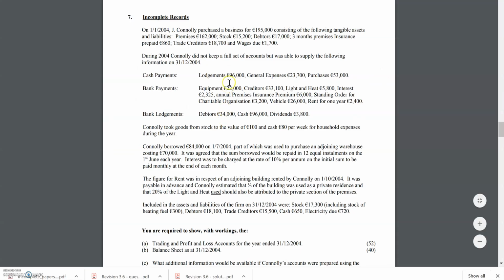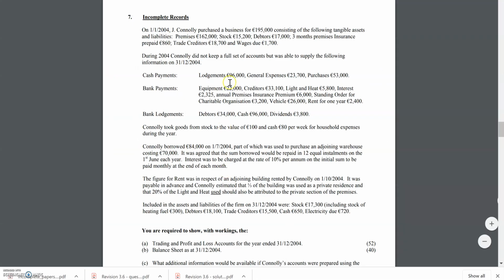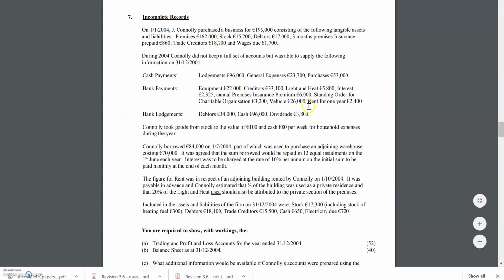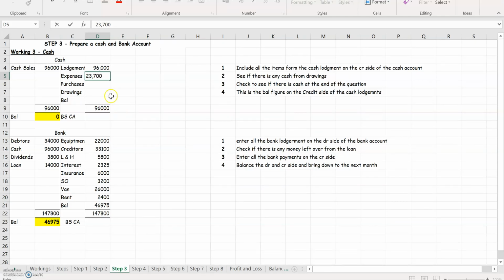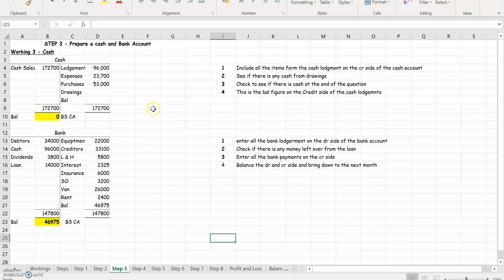So let's have a look. We've got lodgements 96,000. The next item then, we've got general expenses, 23,700. Then the next item, we've got purchases, 53,000. Then you need to see if there's any cash from drawings. So we said there was cash from drawings of €80 per week. So it's going to be 80 multiplied by 52. So in here it's going to be €80 multiplied by 52 weeks.